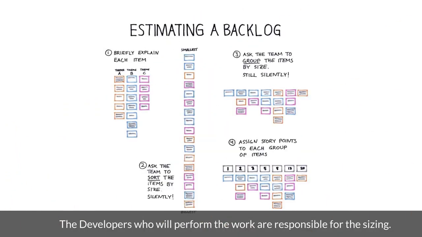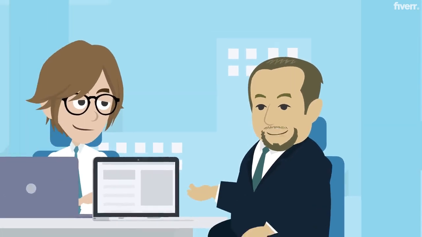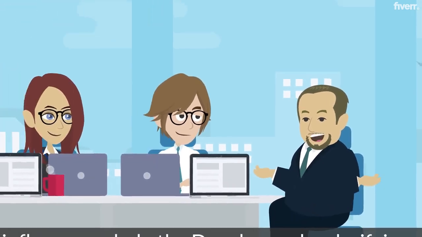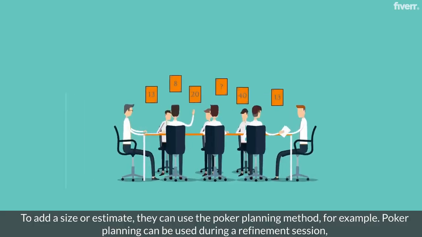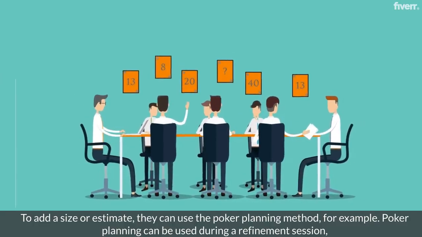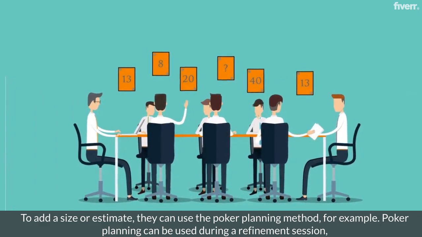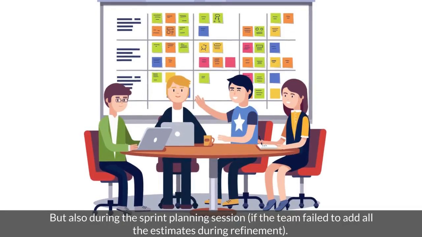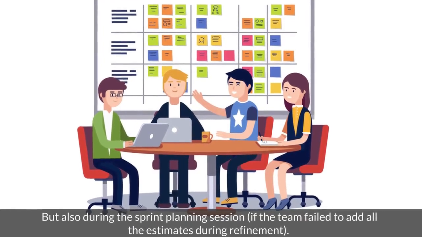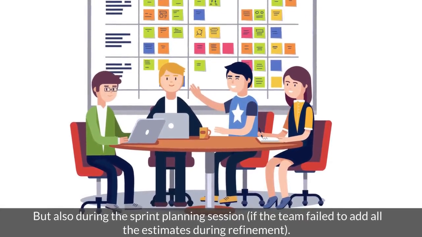The developers who will perform the work are responsible for the sizing. The product owner can influence or help the developers by clarifying his explanations and helping them to find compromises. To add a size or estimate, they can use the poker planning method. For example, poker planning can be used during a refinement session, but also during the sprint planning session if the team failed to add all the estimates during refinement.